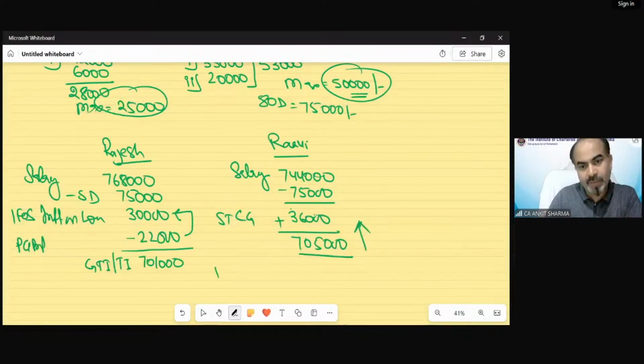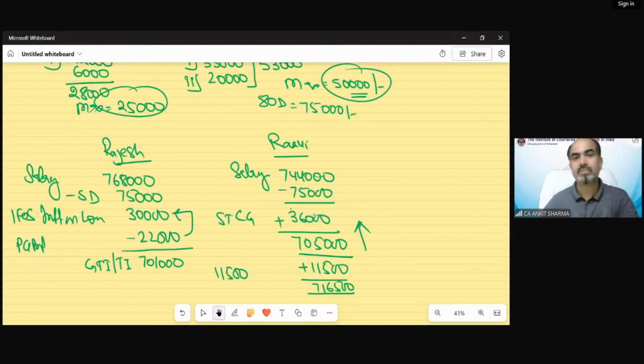So the amount of 11,500 rupees, there would not be any clubbing, that is going to be taxed in the hands of Mrs. Ravi. So Ravi's total income would be 7,16,500. We have solved this question. Now we will see, as per the MCQ, what would be the correct answer in case of different MCQs.